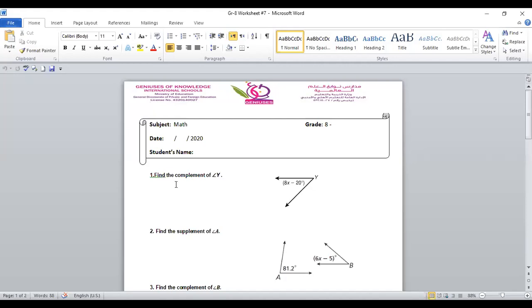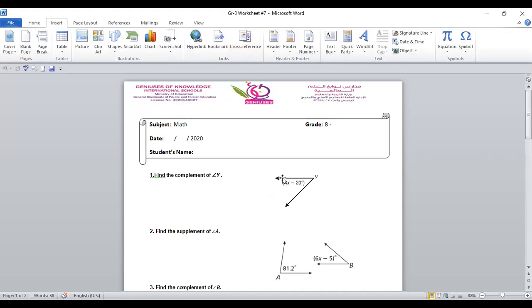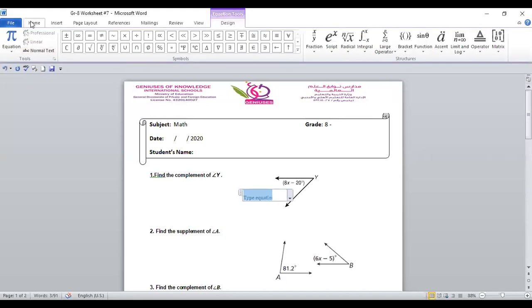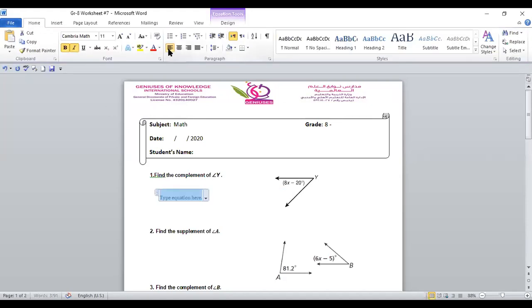Okay, now here, find the complement of angle y. When you have to find the complement of angle y, as you can see, the value of the angle is given in variables. So in such a case, when they say find the value of the complement, you know complementary angles add up to 90 degrees, right? So 90 minus, put the value of the angle which is in parentheses as it is, 8x minus 20.